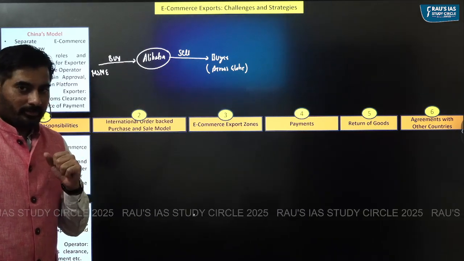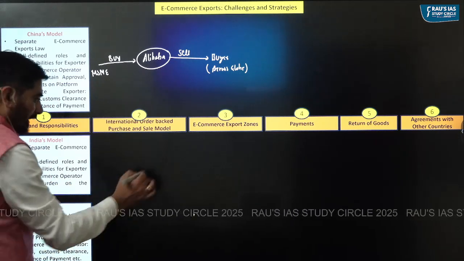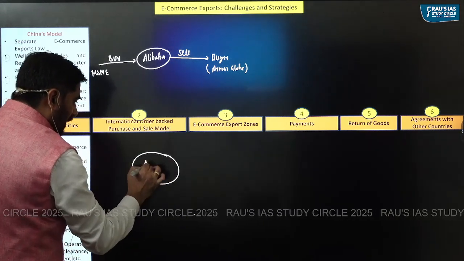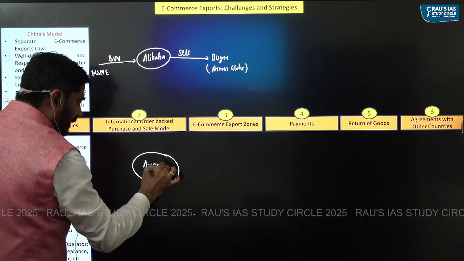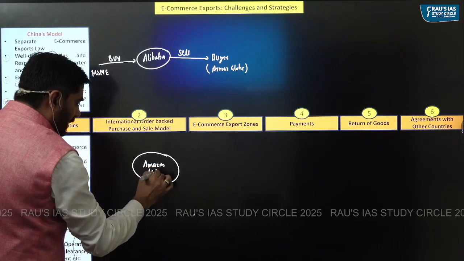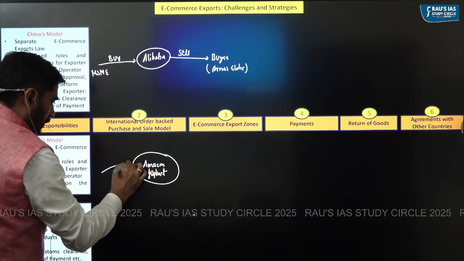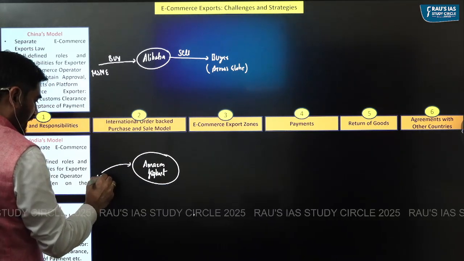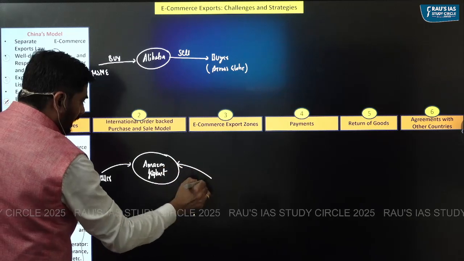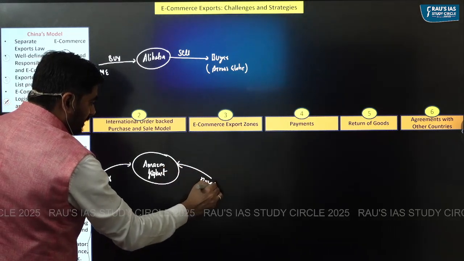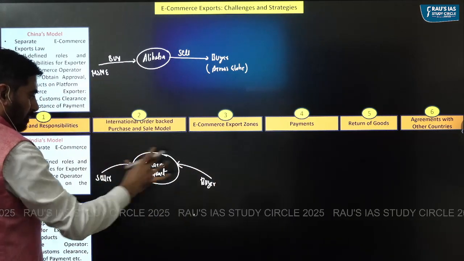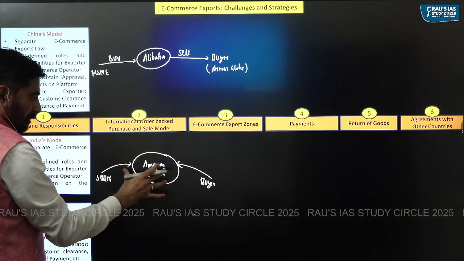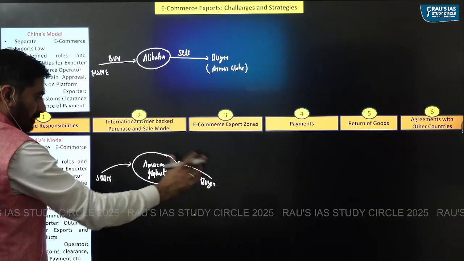What about India? Let's see here. In India, you have Amazon and you have Flipkart. Now what Amazon and Flipkart do is they bring together the seller and the buyer. They create a platform to bring these two people together on a single platform, enabling the seller to sell their products to the buyer.